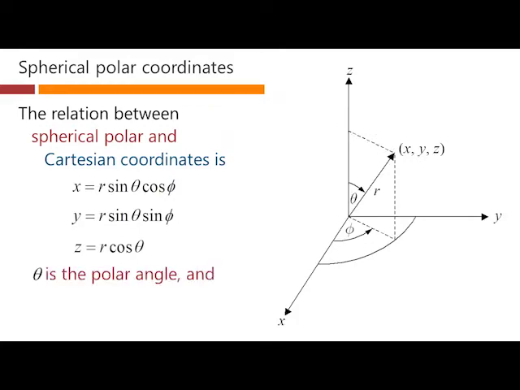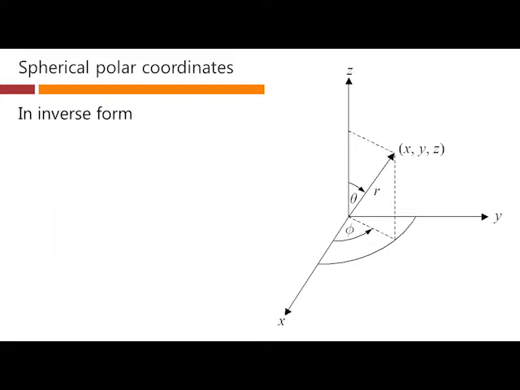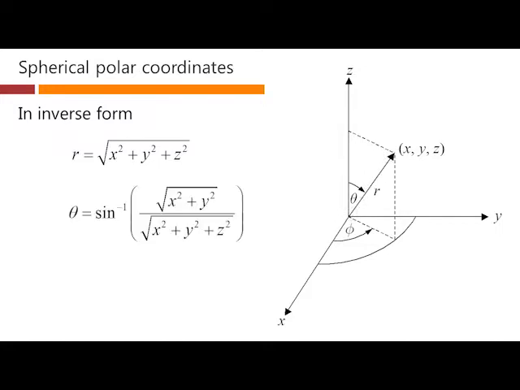Theta is called the polar angle, and phi is called the azimuthal angle. So, a strange word, azimuthal angle. In inverse form, the formulas can look a bit more complicated. If we want to figure out r in terms of x, y, and z, that's relatively straightforward. That's just adding up the squares and taking the square root to get the length of r, of course.